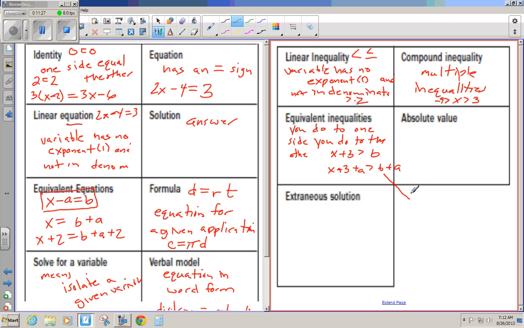Now, I'm going to add a little note over here in a second. But an absolute value, the definition is distance from 0. Therefore, the absolute value of negative 3 is the same distance from 0 as the absolute value of 3. Basically, distance from 0. Distance, we're always going to say is positive.